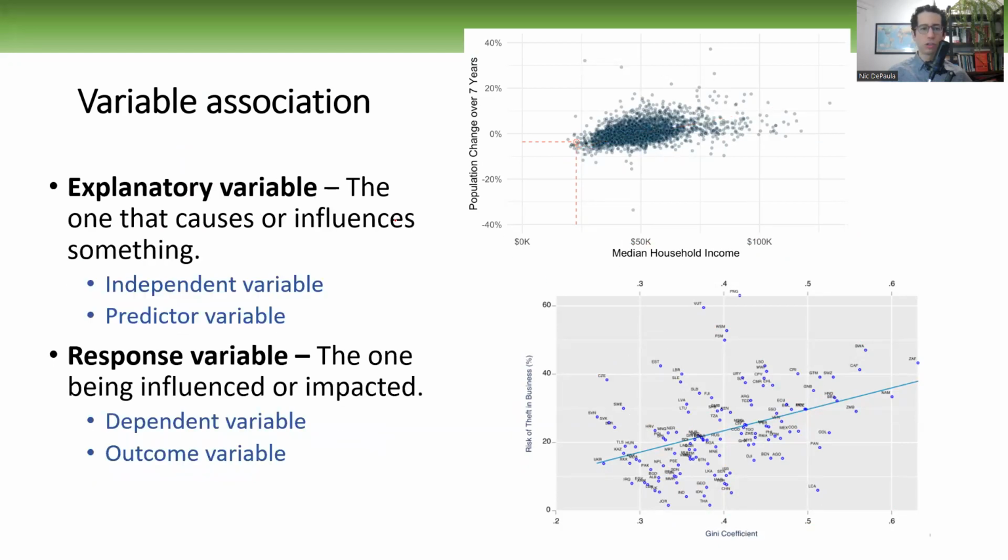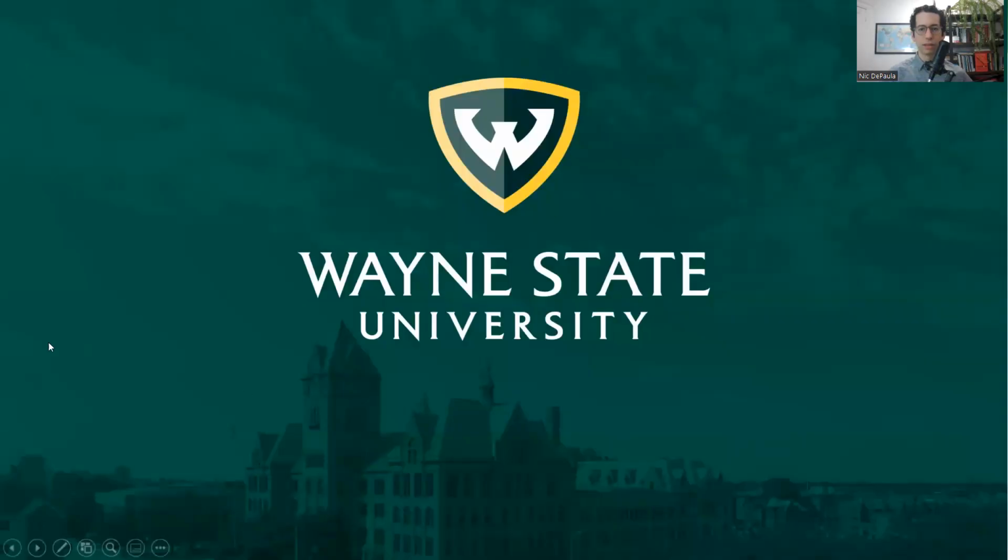And so these are the notions here of explanatory variable and response variable. So the explanatory variable, also called independent variable or predictor variable, is the one that we think is doing the causing or the influencing. And the response variable is the one that we think is being impacted or influenced, also called dependent variable and outcome variable. So that's it for this one. We'll have more next time.